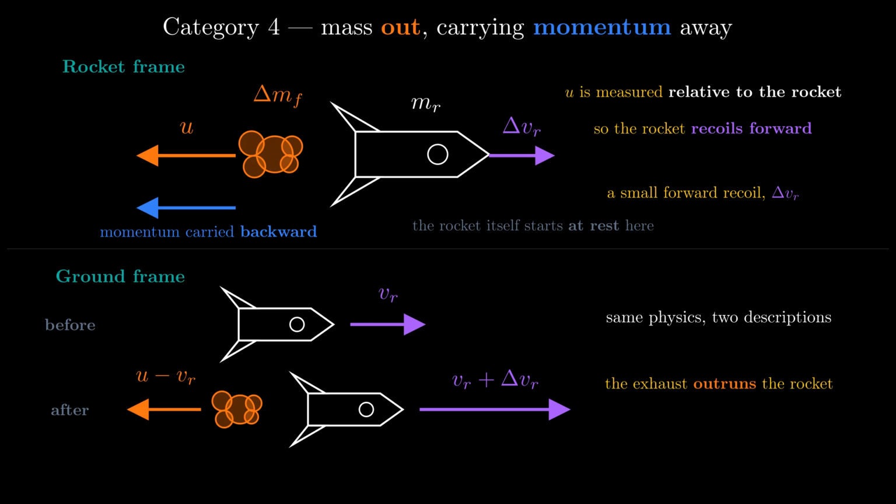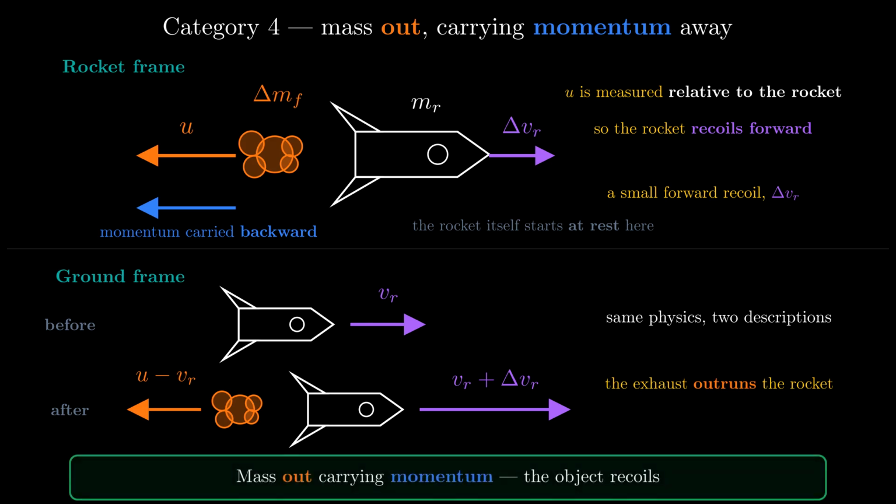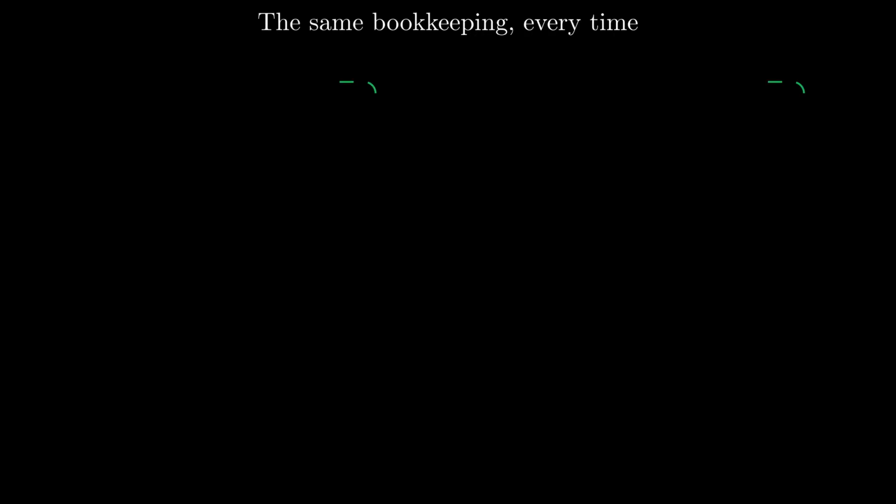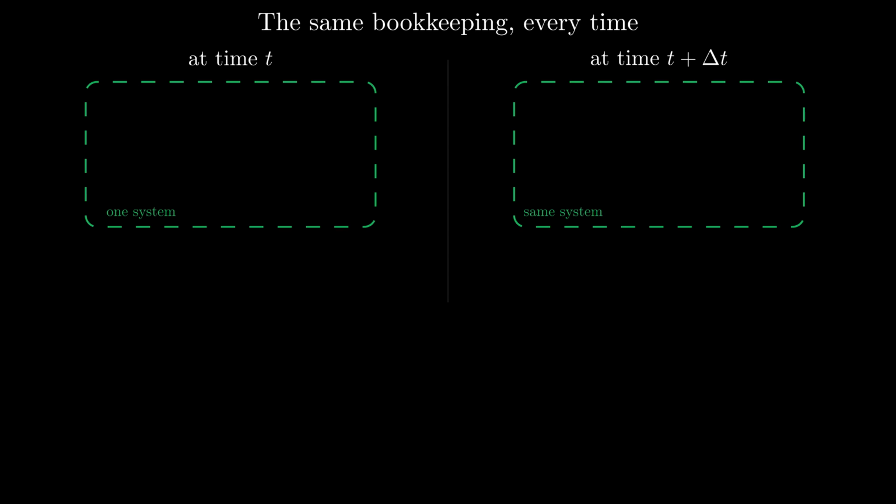Same physics, two descriptions. Mass leaves carrying momentum, and the object recoils. This is how a rocket accelerates in empty space. In all four cases, the procedure is the same. At time t, carefully identify the momentum of the object and the momentum of the transferred material.